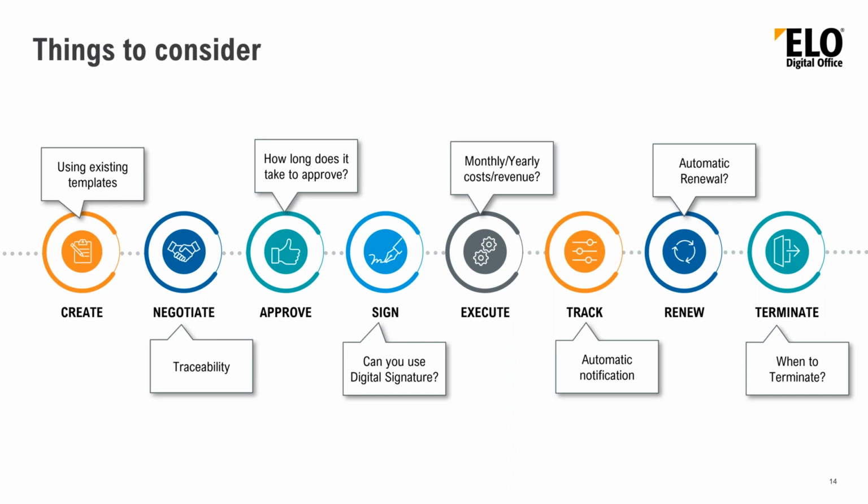When it comes to the renewal, is it automatically renewed or do we have to do something? And when it comes to the termination, when can we terminate the contract? Maybe we have a fixed date for this. Then I want to get the notification. So those are the things you have to consider when it comes to contracts in your company. From the creation to the termination, there are some things you have to think of.